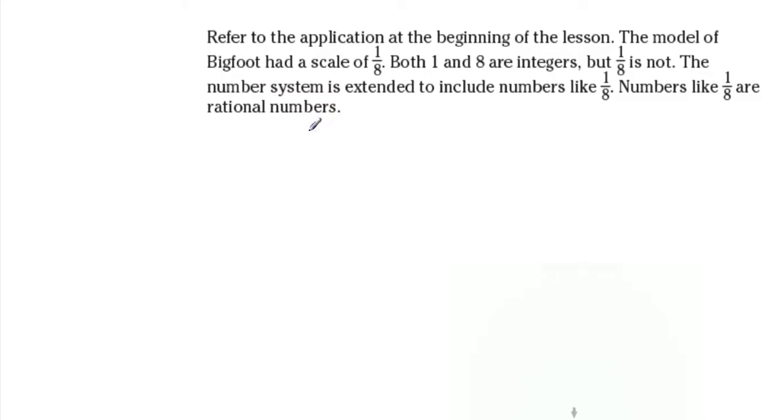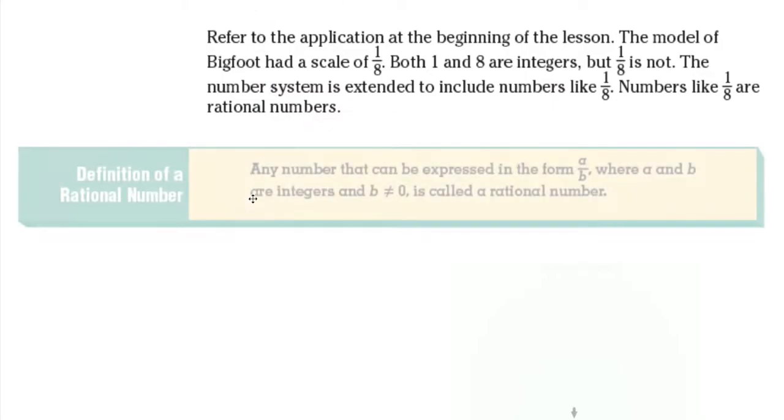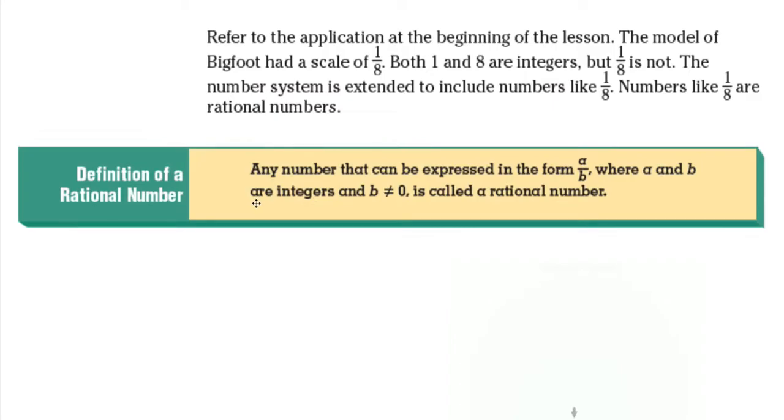Numbers like 1 over 8 are called rational numbers, and this is where we define rational numbers. Write this down. Any number that can be expressed in the form a over b, where a and b are integers and b is not equal to 0, is called a rational number. Again, b is not equal to 0 is a restriction simply because we don't want a over b to be undefined. Remember the first commandment in math: thou shalt not divide by 0. If you divide by 0, the number is undefined.